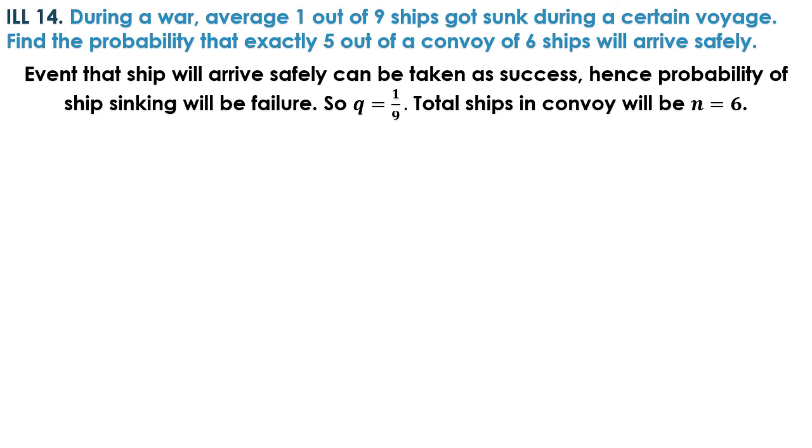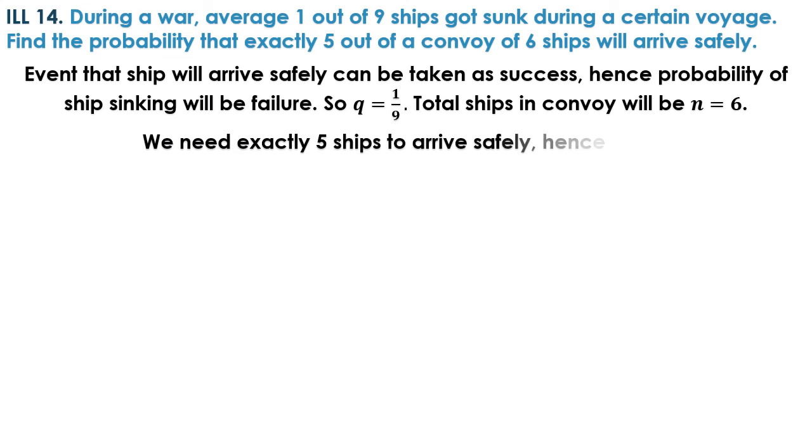So q is 1 upon 9, and then what we are supposed to calculate is 5 out of 6 arrives safely. So 6 is the total number of ships and 5 will be the value of x. We need exactly 5 ships to arrive safely. Therefore, capital X will be 5. Because we have the value of Q, we don't have the value of P here. P will be 1 minus Q, that is 1 minus 1 upon 9, that is 8 upon 9.